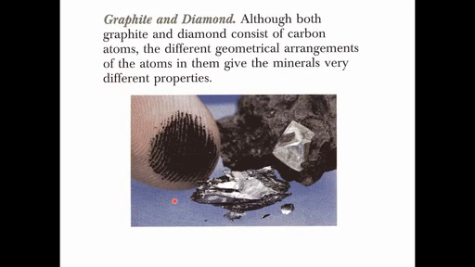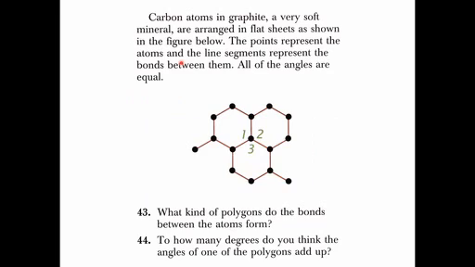Moving geometry right into now, we've got geology, rocks and minerals. Although both graphite and diamond consist of carbon atoms, the different geometrical arrangements of the atoms in them give minerals very different properties. So here are the carbon atoms, flat sheets, the points are atoms, the segments are the bonds, all of the atom angles are equal. So what kind of polygons do you see, and how many degrees would need to be in each one?